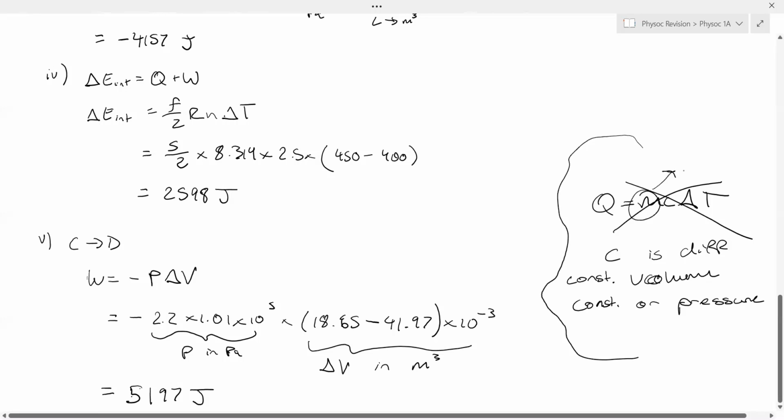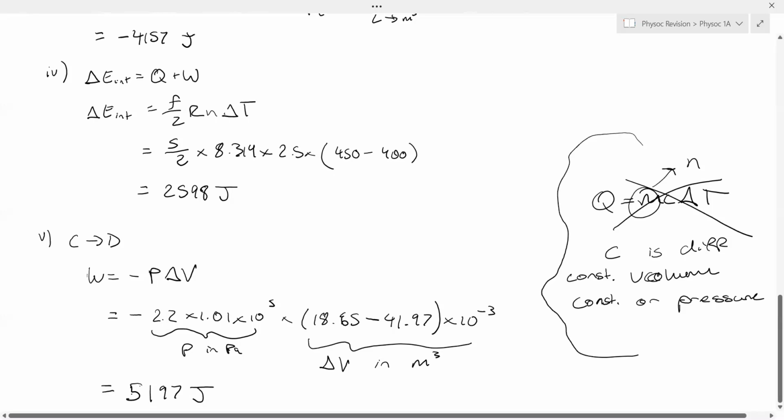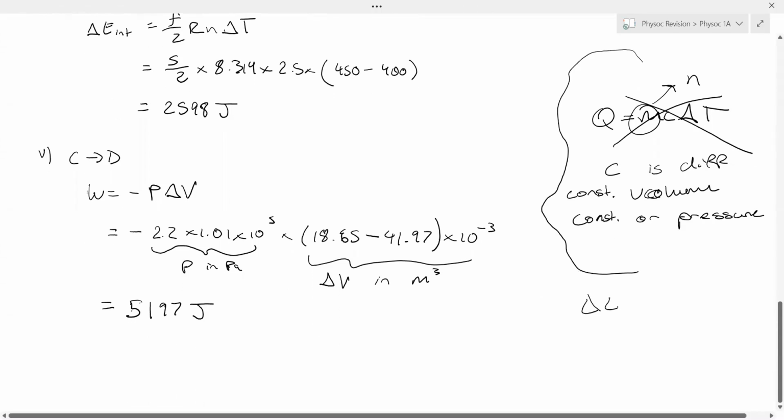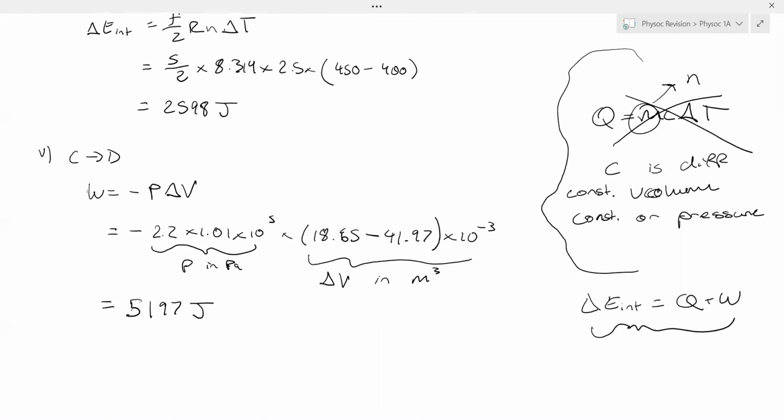We also don't have a mass, we have a number of moles. So I tend to stay away from this and just use our change in internal energy is equal to Q plus W. You can pretty much find everything just using some version of this, because most of the processes will have one of these equal to 0.